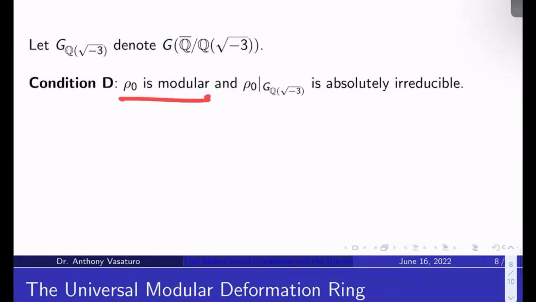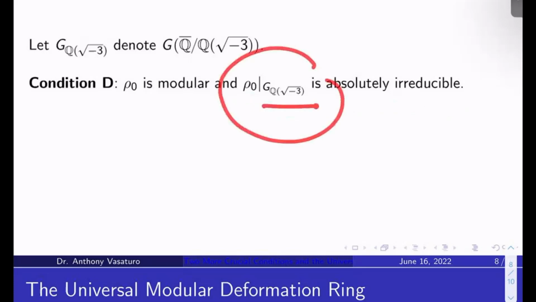I want it to be modular, which is a big deal. This is because I want to be able to lift the modularity of it to deformations. And then there's a technical condition. I want ρ₀ restricted to G_{Q(√-3)} to be absolutely irreducible. You don't inherit that from the absolute irreducibility of just ρ₀ in general. So this is a technical condition on absolute irreducibility. We want a certain restricted version of ρ₀ to be absolutely irreducible. This will come up in chapter 7.